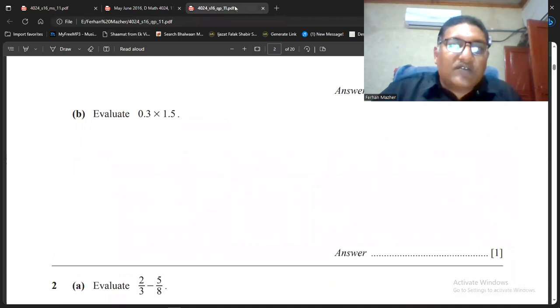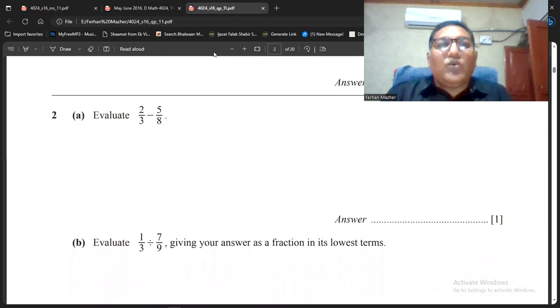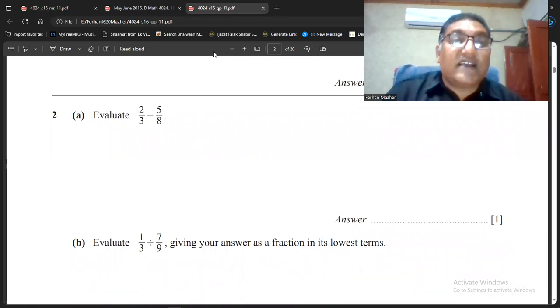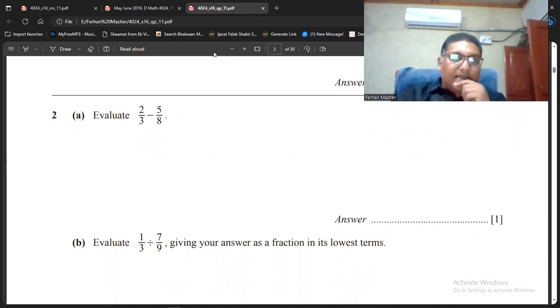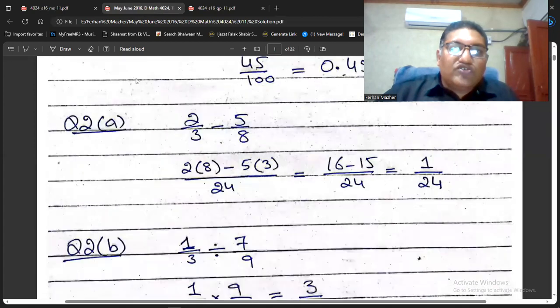Okay, so we are going to the next question. The next question is question number 2. He says evaluate A part: this is 2 by 3 minus 5 by 8. So we will take the LCM. The denominators are 3 and 8. The LCM will be 24. So here you can see the solution.